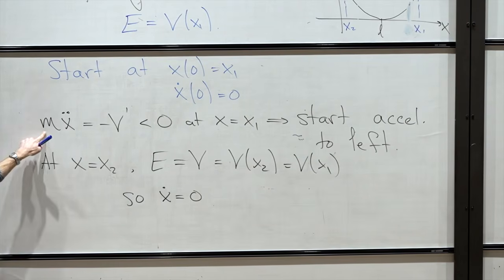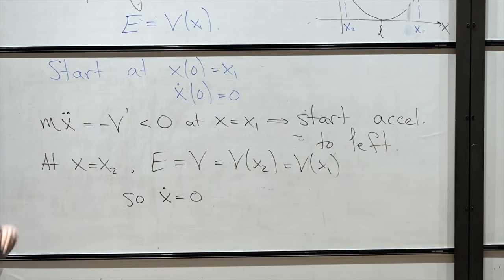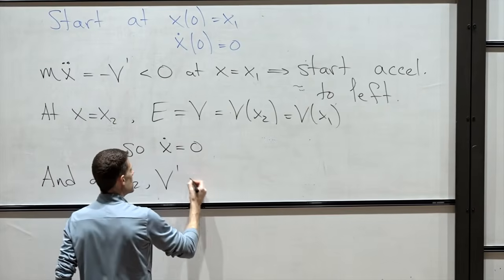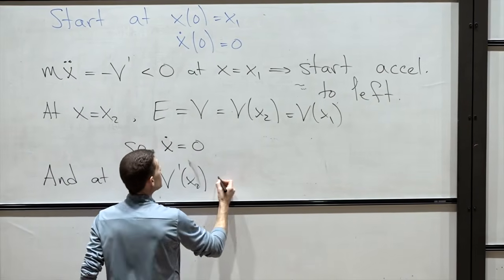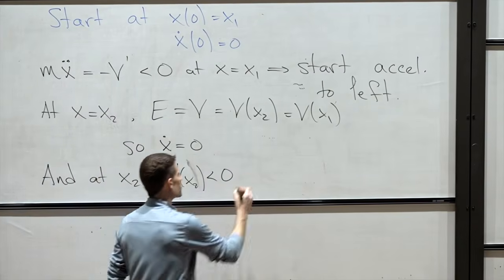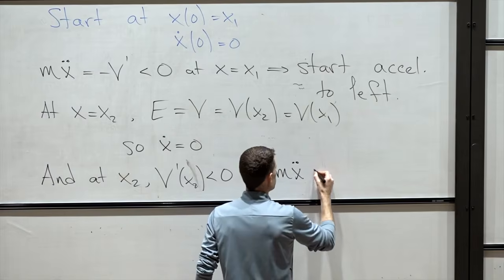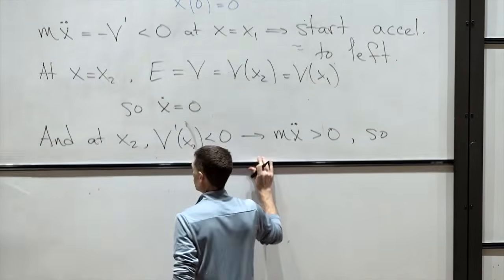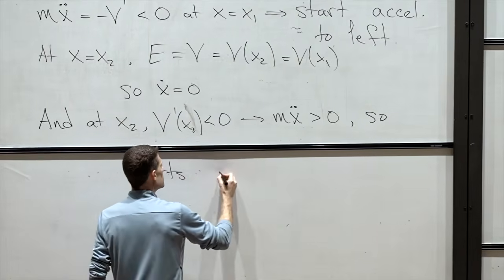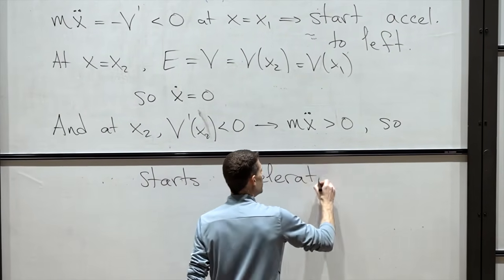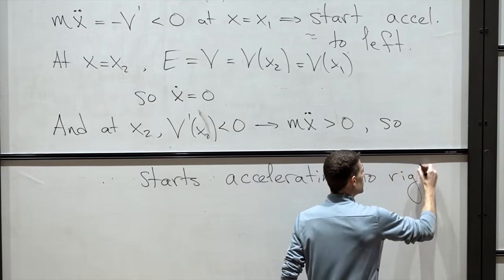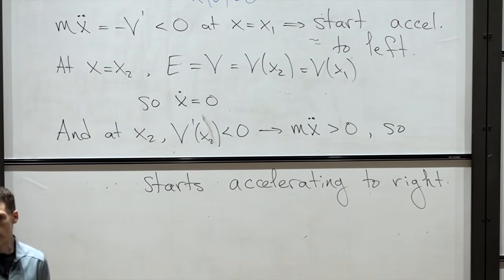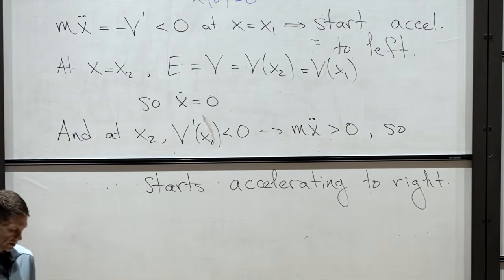We can come back to this argument. Now m x double dot, which is minus V prime, is positive because I'm on the other side and the slope is the other way. V prime is negative, so m x double dot is positive, which means it starts accelerating back to the right. And on and on, right? That motion continues forever because we just loop that argument. Gets back to x1, all the energy is kinetic, x dot is 0, acceleration goes to the left, and so on.